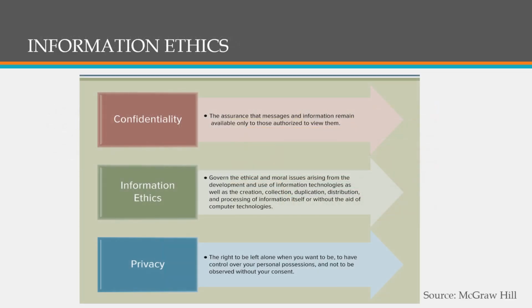So, information ethics breaks down into three pillars: confidentiality, which is the assurance that messages and information remain available only to those authorized to view them. We need to make sure that the right access levels and the right individuals are trained on how to gather the right confidential information and store it in a very confidential manner.